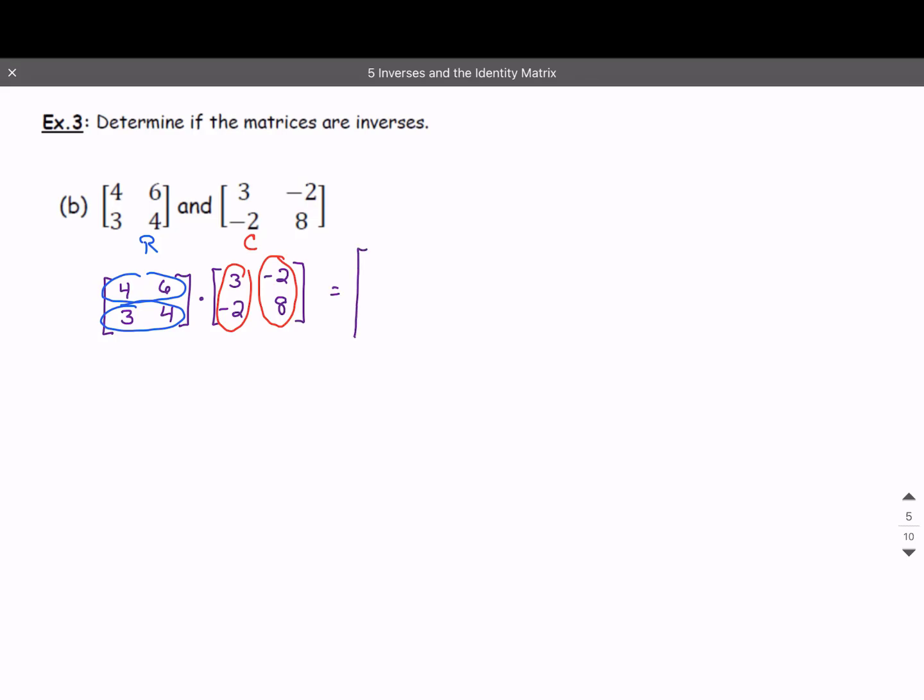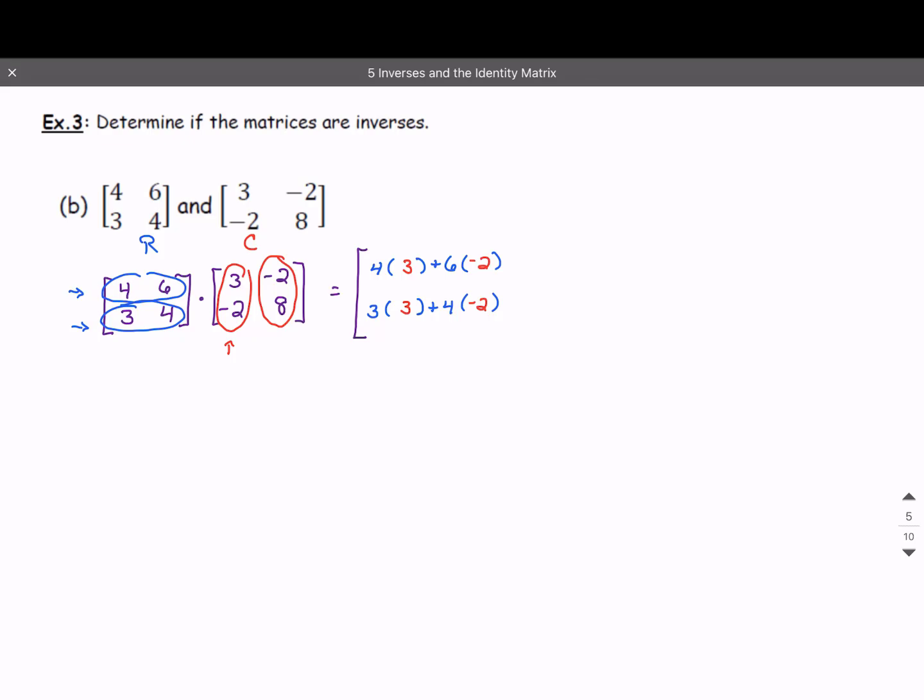So in the upper left-hand corner, we are in row 1, so we're going to use the 4 times something plus the 6 times something. We're in column 1, so we're going to take this column, 3, negative 2. Now when I move down, I'm in row 2, which is 3 times something plus 4 times something. I'm still in column 1, so I'm still using 3, negative 2. If I try to move down, I'm out of rows in matrix 1, so I close that off at the bottom.